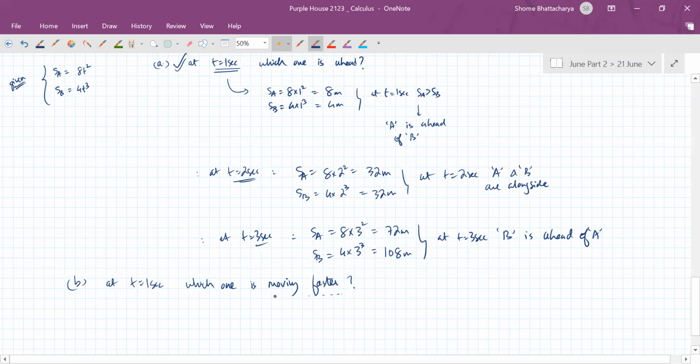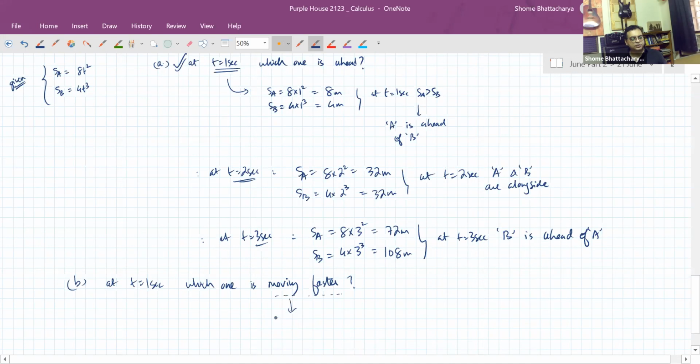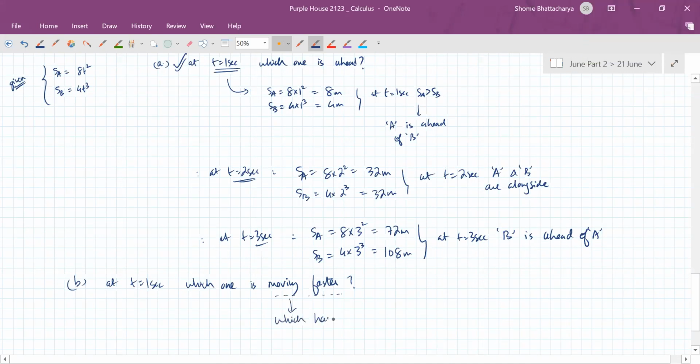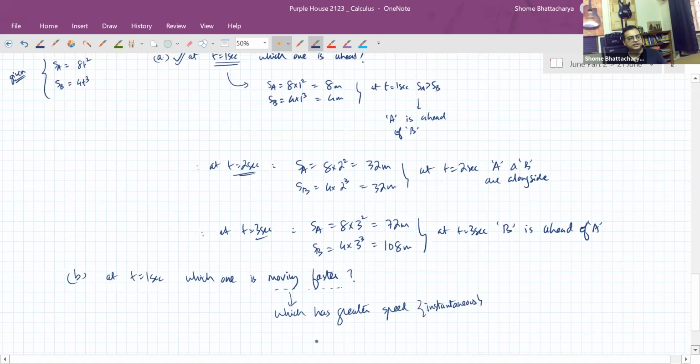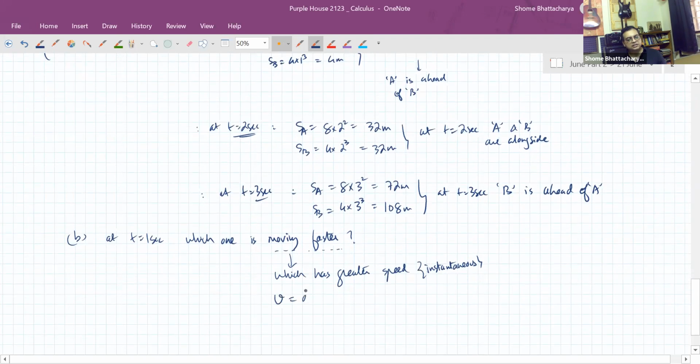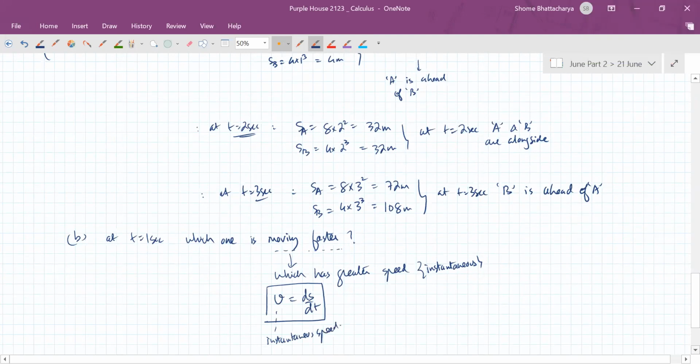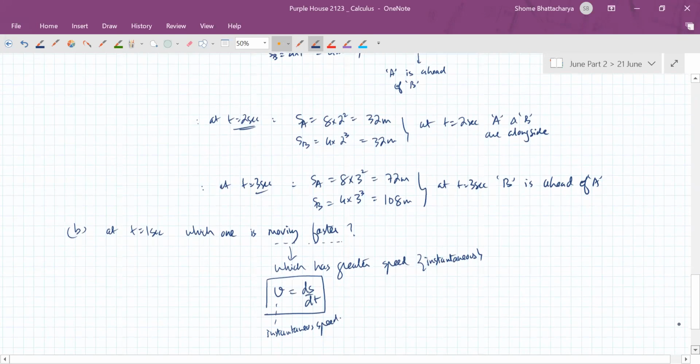When we are asking which one is moving faster, it's basically asking which one has more speed, which has greater speed. And by speed, we mean instantaneous speed. That is, at that moment, what is the speed? So we'll use the simple definition that we had learned earlier, that instantaneous speed is the instantaneous rate of change of distance with respect to time. So this is instantaneous speed.